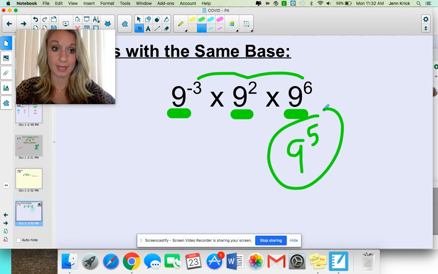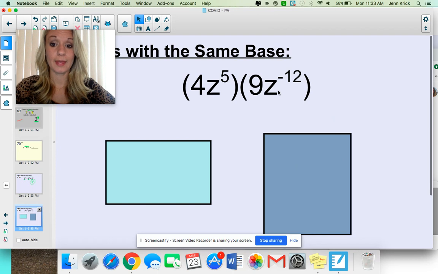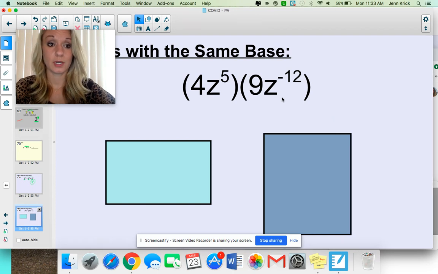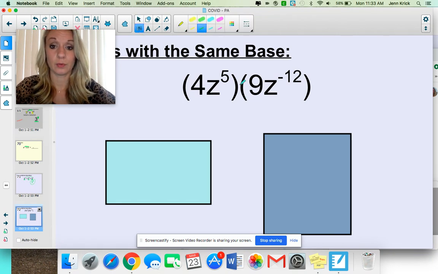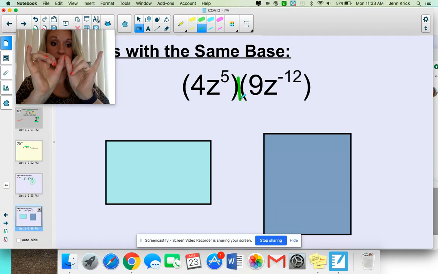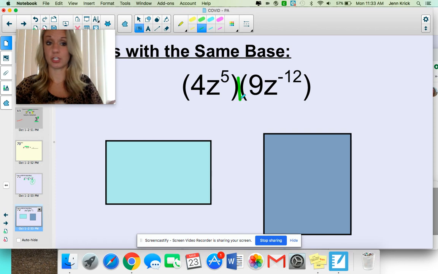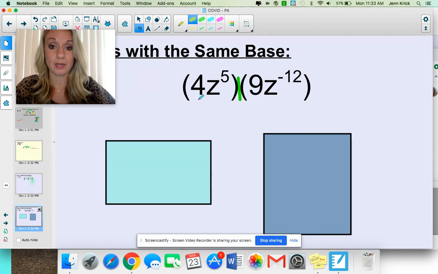Keep your base, add your exponents. This one, you're going to take two or three steps to simplify, depending on how your brain's working. Right now, what I see right away is that these are being multiplied, because you've got two parentheses stuck to each other. If you don't see addition, division, or subtraction, we're assuming it's multiplication. So I know I can multiply these coefficients together right away.